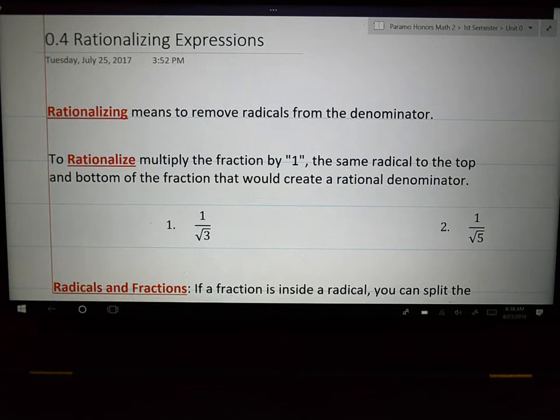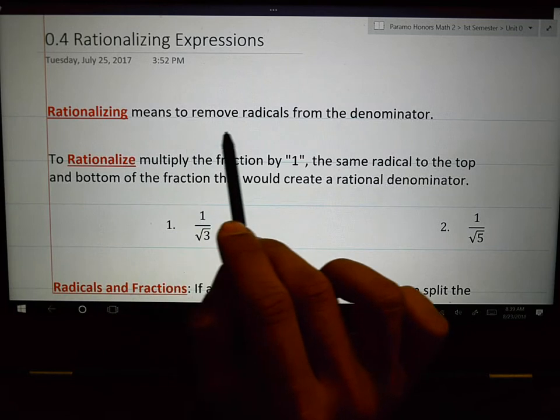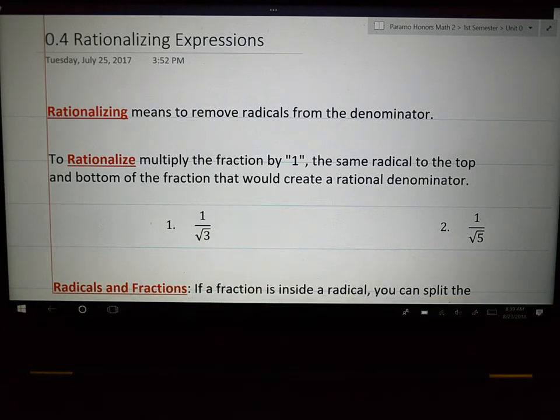0.4, you're going to have to do something that will follow you for this year and for next year. It's something that will disappear when you get to calculus, which is kind of nice 2 years from now. But for the next year, this year and next year, you are going to have to rationalize. That's the word of the day. Rationalizing means that you're going to remove radicals from the denominator. As a matter of fact, it doesn't mean that you're going to get rid of them entirely. It means that they're going to get out of the denominator and move primarily to the numerator.